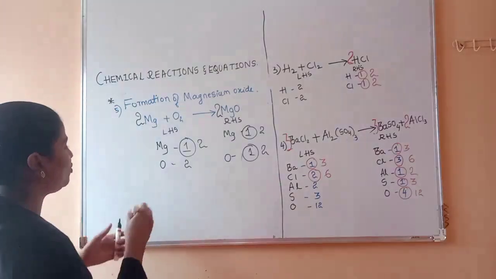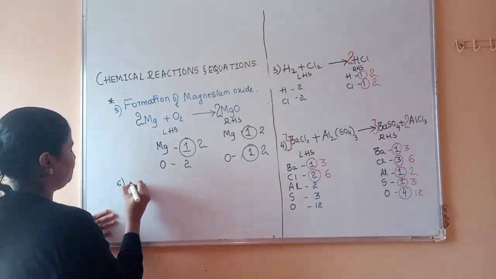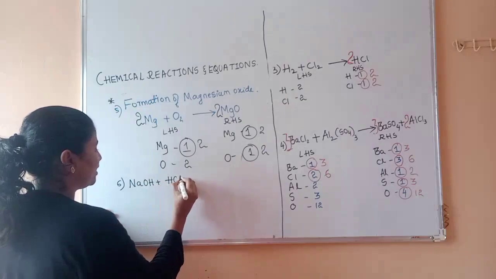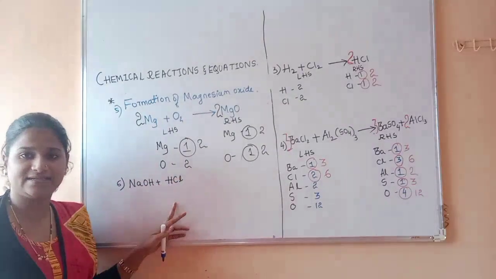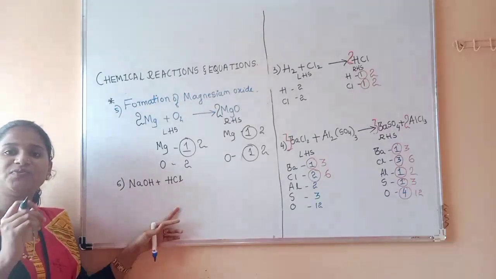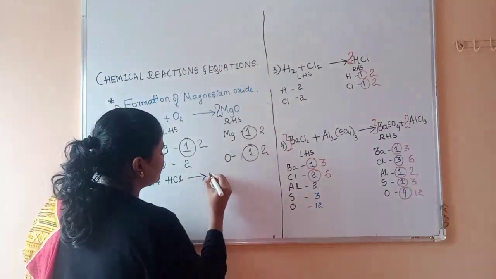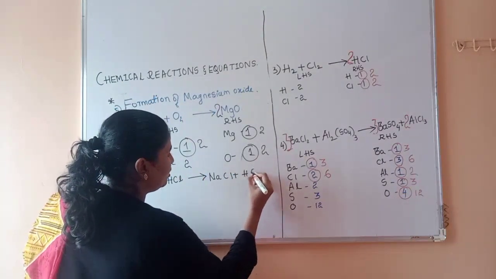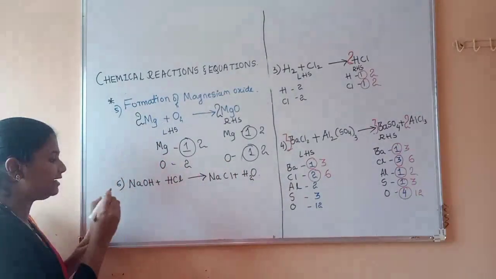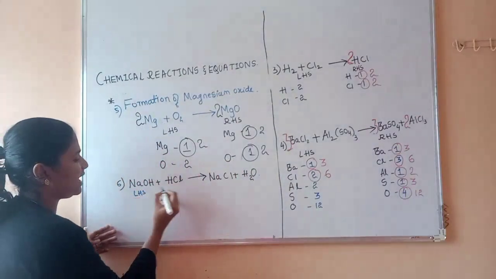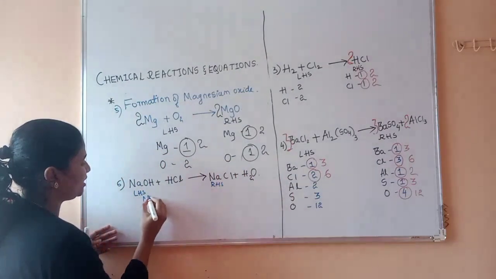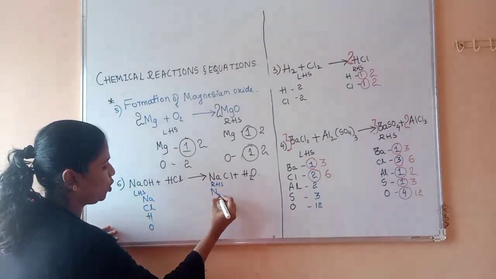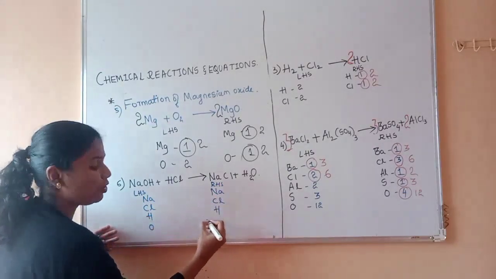The formation of sodium chloride. So when sodium hydroxide reacts with HCl, that is an acid, when a base reacts with the acid, salt is formed, NaCl. Salt is formed along with the formation of water, right? So let us take LHS and RHS, sodium, chlorine, hydrogen, oxygen, sodium, chlorine, hydrogen, oxygen.